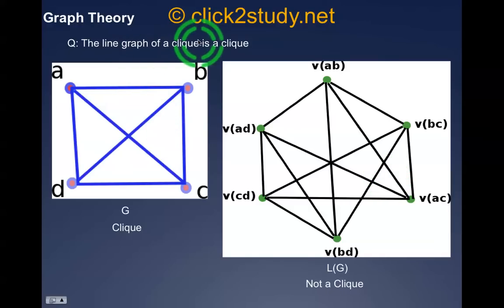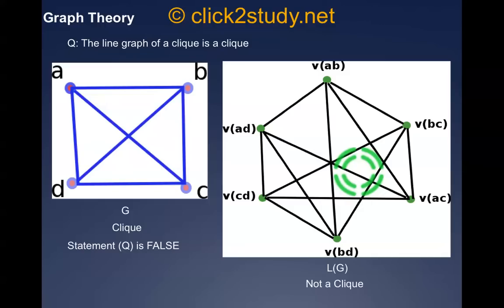Is this statement true? No, it is not true, because we have given a counter example where we started with a clique and we ended with a line graph that was not a clique. So we can say that statement Q is false, because if we want to prove something false, a single counter example is enough to show that the statement is false.